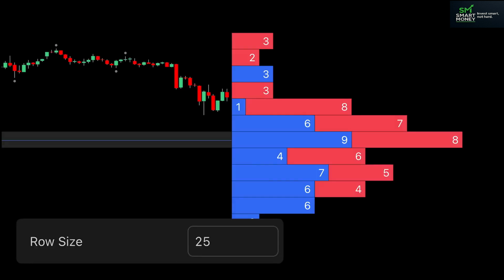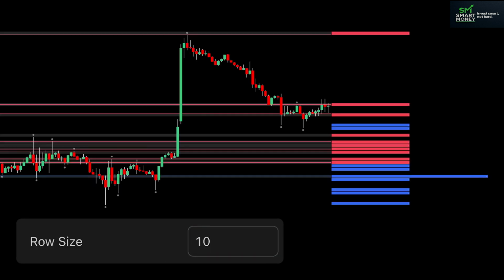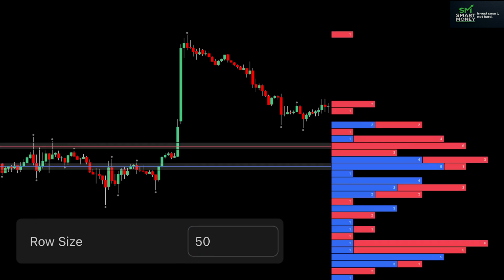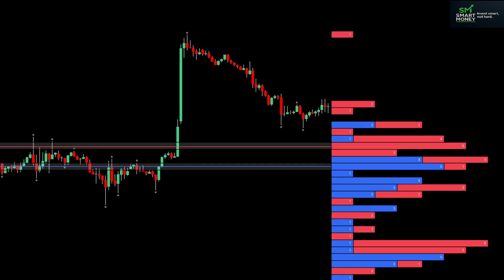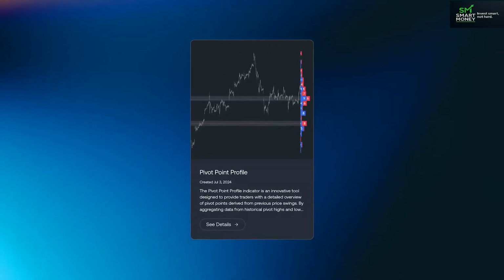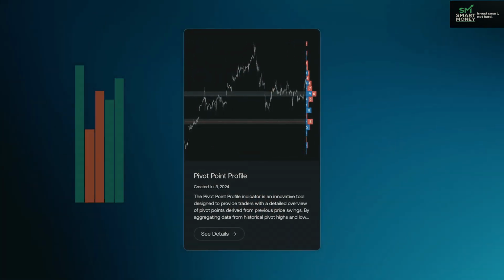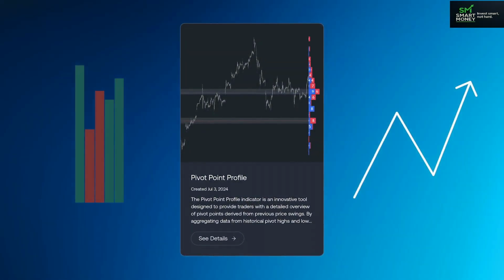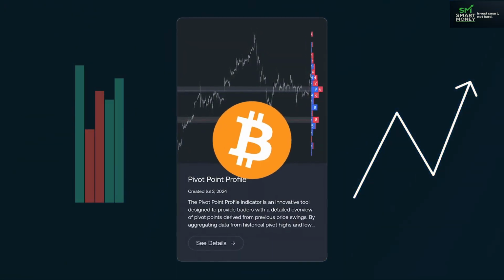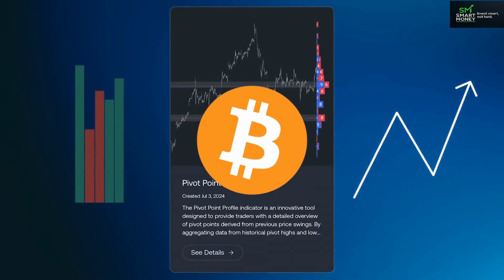Quick tip: if the profile feels too thick, try reducing row size or narrowing the look back. If it looks too thin, do the opposite. The sweet spot is a clean profile that highlights the 1 or 2 key zones most likely to act as your next reaction points. Using this indicator is similar to how you'd approach a traditional volume profile, but with one key advantage. Instead of relying on actual volume, it infers activity from price action swing points. That makes it especially useful for decentralized markets, where volume data may be unreliable or unavailable.